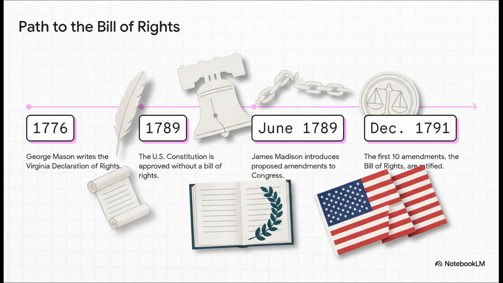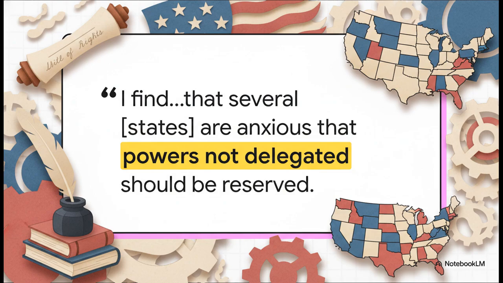They worried that this new, powerful federal government could just stomp all over individual freedoms. That fear sparked a massive push for amendments, which were finally officially ratified in 1791. Now, here's a really interesting plot twist. James Madison, who we now call the father of the Constitution, was actually against a Bill of Rights at first. But he was also a pragmatist.